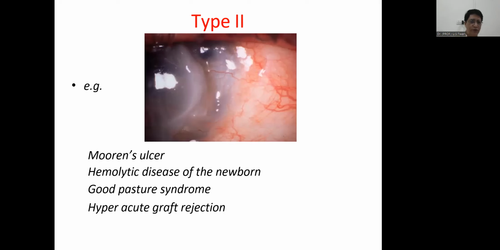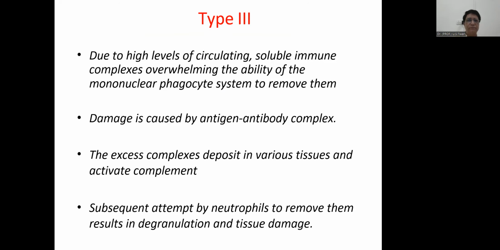Examples of type 2 reaction are the Mooren's ulcer, which we all know. It leads to the destruction of the peripheral corneal tissue. The hemolytic disease of the newborn, Goodpasture syndrome, and hyperacute graft rejection, which occurs following transplantation, are some of the examples of the type 2 hypersensitivity reaction.